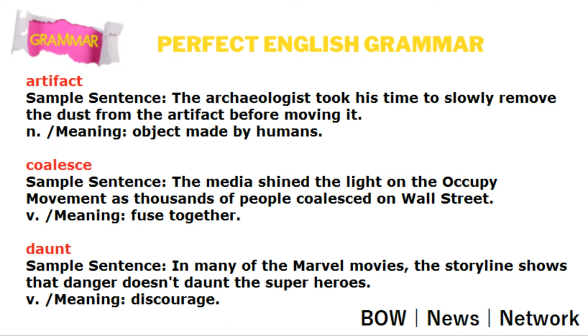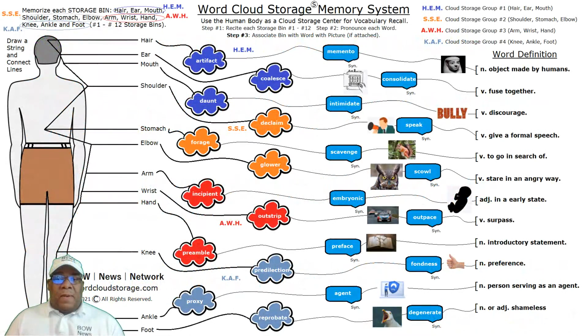In many of the Marvel movies, the storyline shows that danger doesn't daunt the superheroes. So basically, in the plot line of most of these Marvel movies, the main character isn't daunted by danger; danger doesn't daunt the main hero. So if we map daunt to intimidate, to bully, to discourage, another association would be the mouth storage bin. And that rounds out our blue clouds HEM group: hair, air, and mouth.